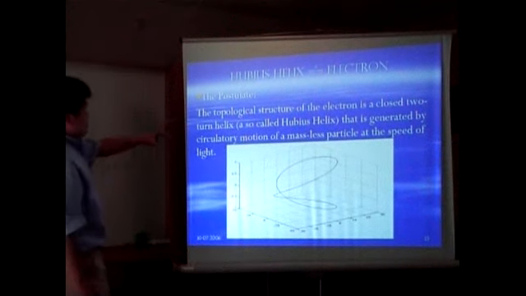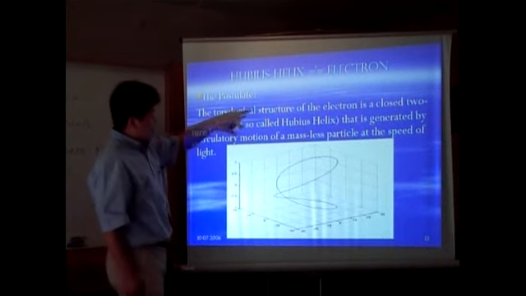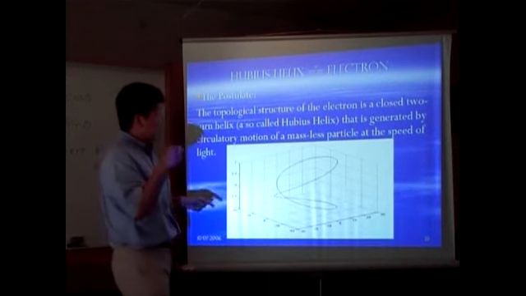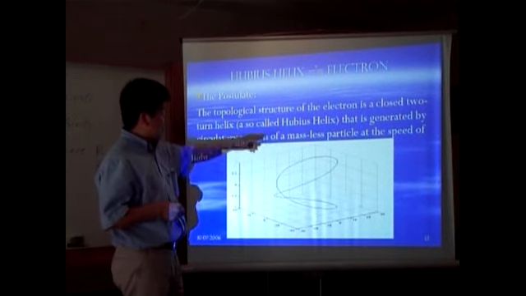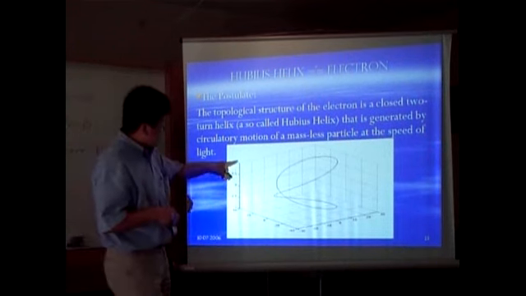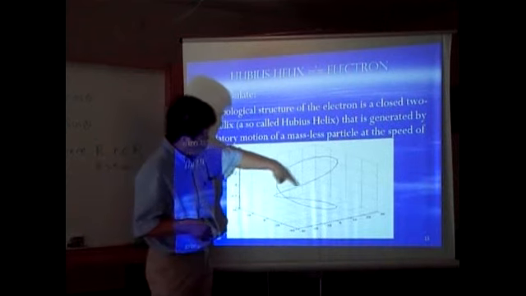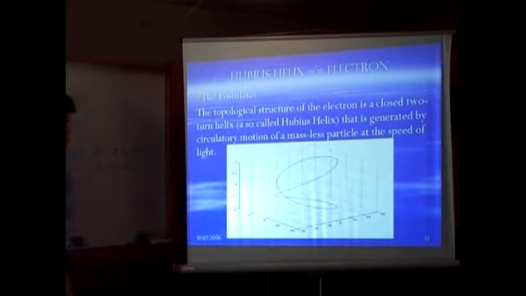So then it comes to what I call the postulate. I said the topological structure of the electron is a closed two-turn helix, just like that. That is generated by circulatory motion of a massless particle at the speed of light. So I made a MATLAB drawing here. It starts out like this and comes back like this.